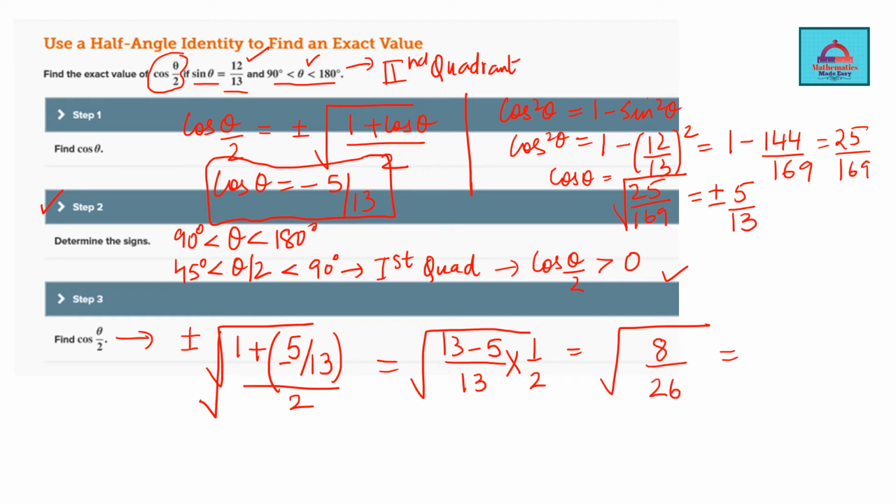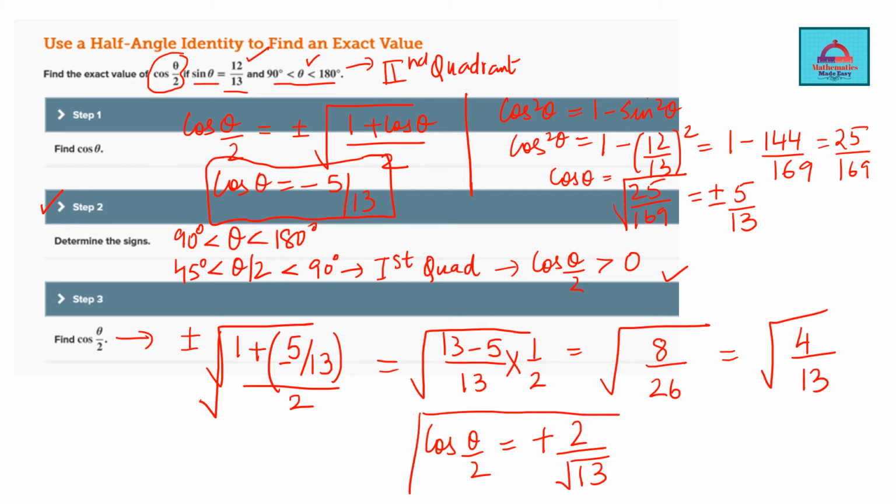26. Now I can simplify this further. So this will come out to be, let's keep it in fraction. So this will come out to be on division by 2 as 4 over 13. And now we know 4 is a perfect square. So that means our cos theta by 2 is going to be equal to plus 2 over square root of 13. That's your final answer.